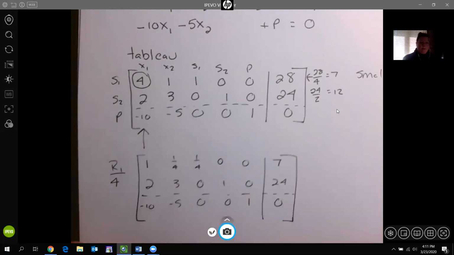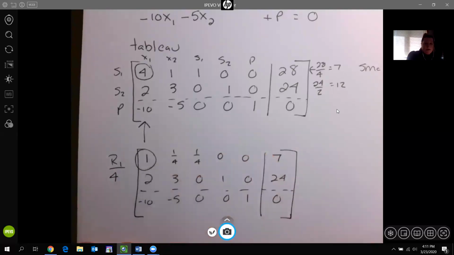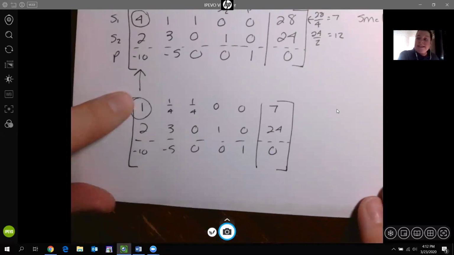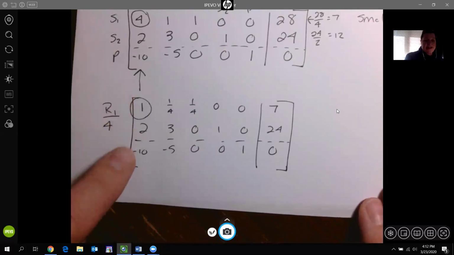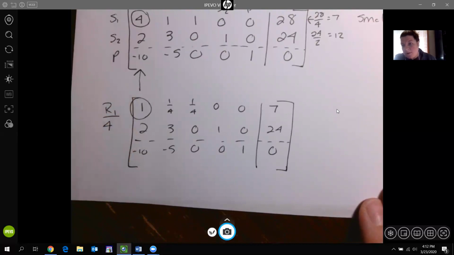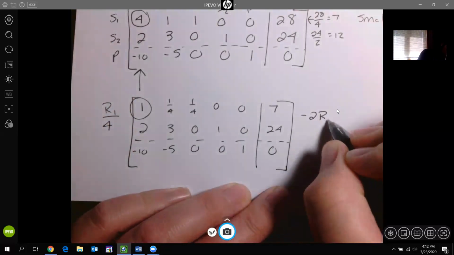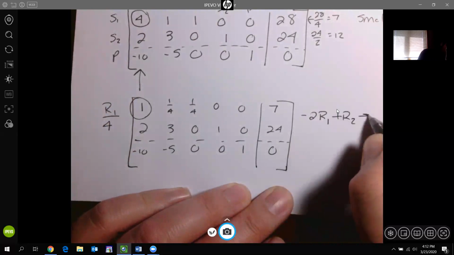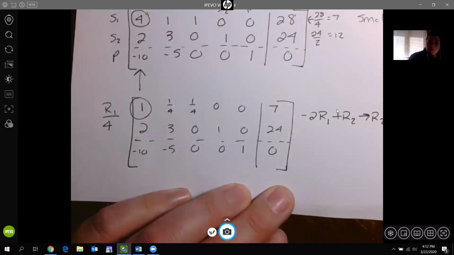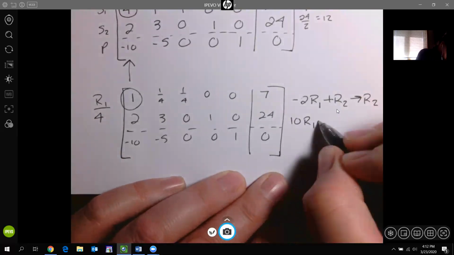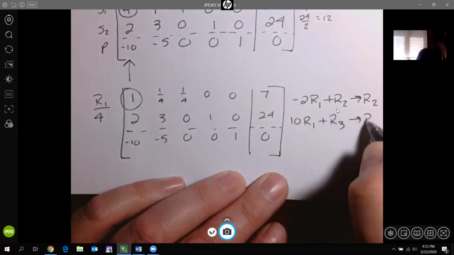Okay, then from here, we know this is still our pivot. We're going to do our 2 pivot row operations at the same time. So our pivot is now 1, goal number 1. Now we're going to make that 0 and that 0 in that same column. So what we'll do is we'll take negative 2 times row 1, add it to row 2, replace it on row 2. Okay, then we're going to take positive 10 times row 1 plus row 3, replace on row 3.